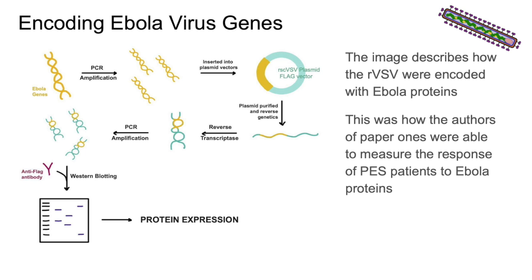First, the Ebola genes were amplified and inserted into plasmid vectors. Then, using reverse genetics, they were plaque purified, meaning that only the plasmids with the Ebola genes were further studied. The RNA from the cells that contained the rVSV were reverse transcribed into cDNA and amplified. Then the protein expression levels of the cells were analyzed with Western blotting using an anti-flag antibody.